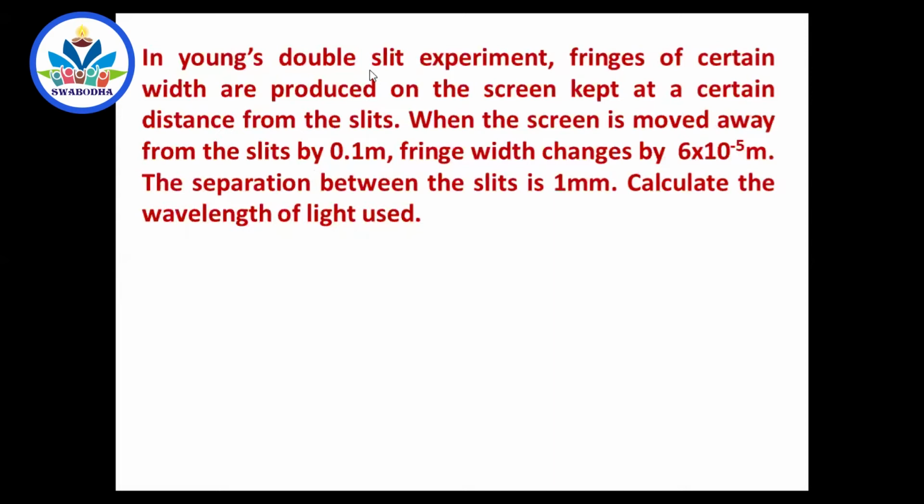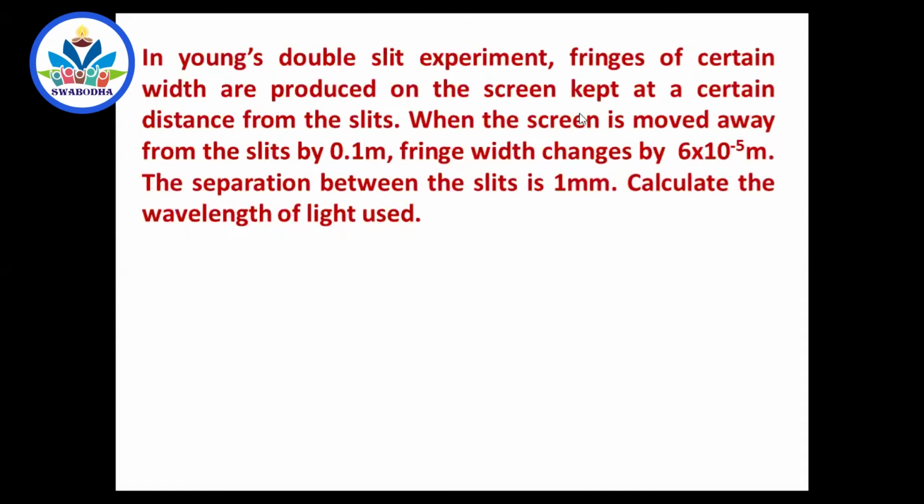Let the previous value be beta. Beta plus 6 into 10 to the power minus 5, because the distance capital D has been increased when the screen is moved away from the slits, and nothing else is changed. That's why I can conclude. Here only the screen is moved away from the slits and nothing else. Whether the distance between the sources, small d, changed? No. Did they change the wavelength? No. Then the question is, the separation between the slits is 1 millimeter, calculate the wavelength.